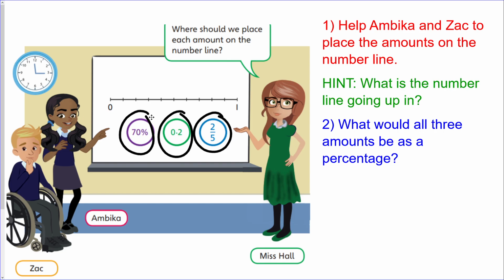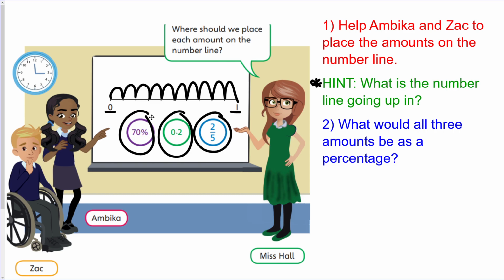Number one says, help Ambika and Zach to place the amounts on the number line. And we've given you a little hint here, and the hint says, what is the number line going up in? So we can see the number line starts on 0, and it ends at 1. Let's think about how many jumps the number line has. 1, 2, 3, 4, 5, 6, 7, 8, 9, 10. So have a think, what must each of those jumps be? If there are 10 jumps and the number line starts at 0 and ends at 1, what must each of those jumps be?